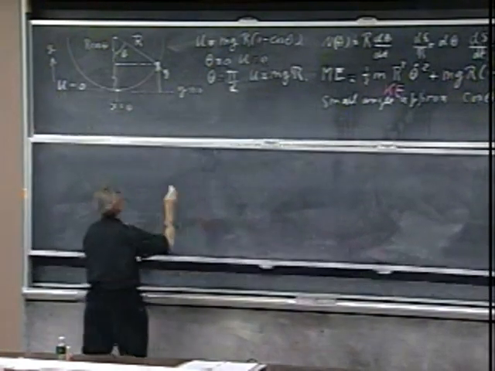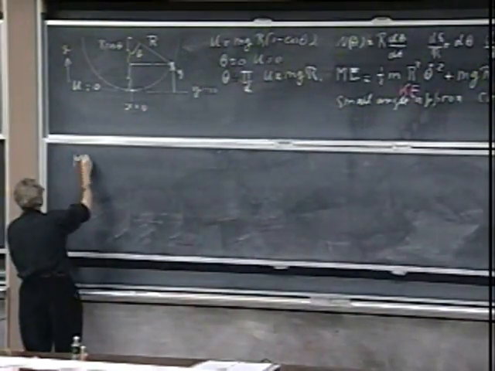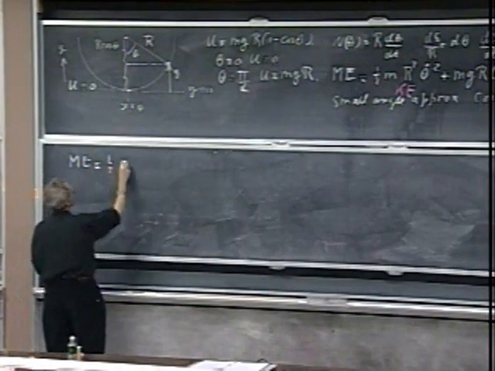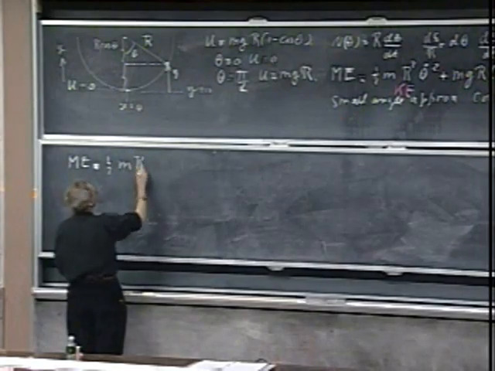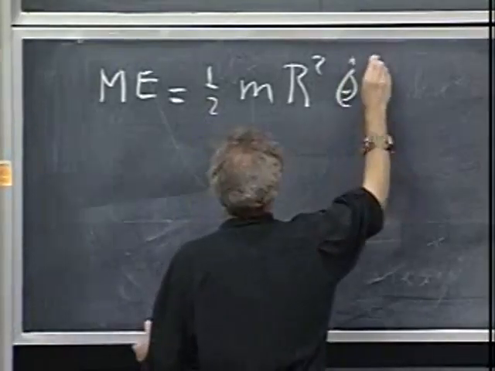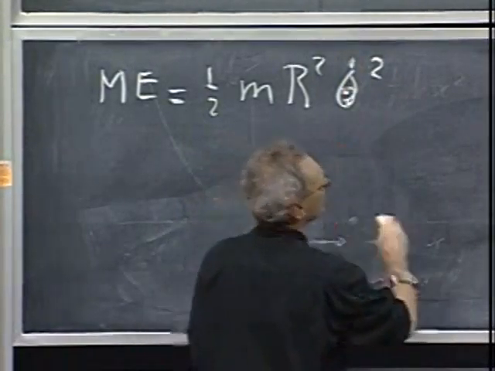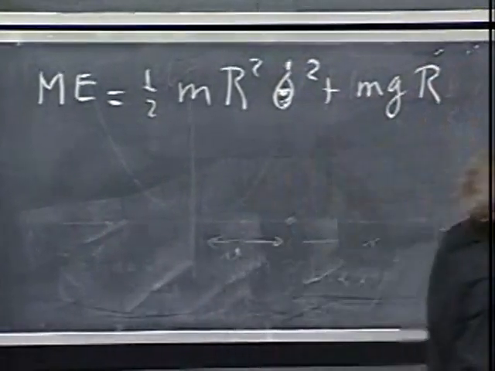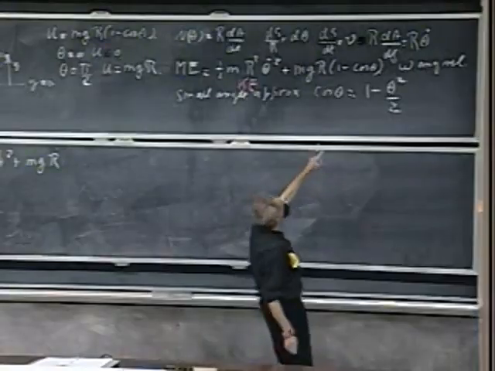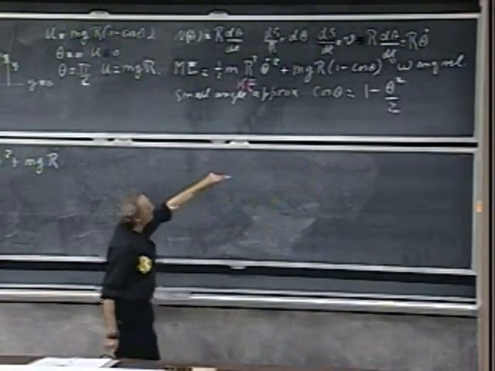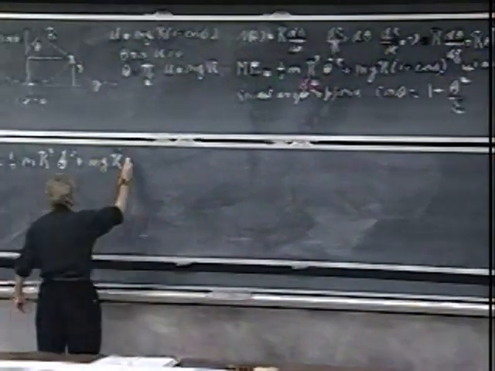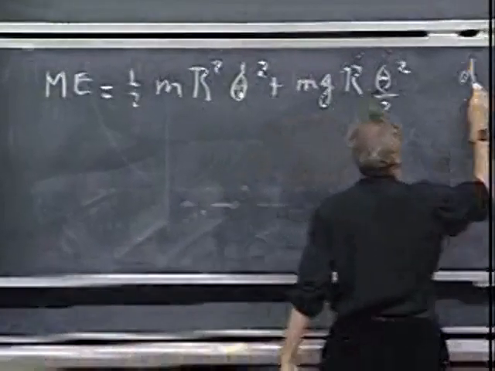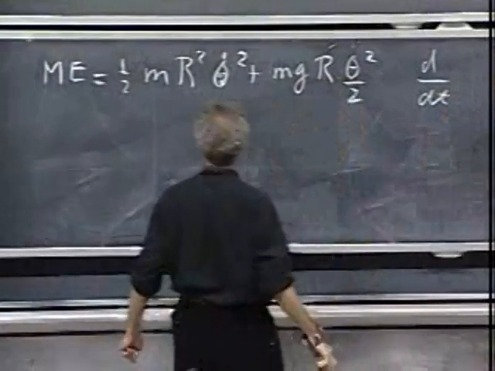So we're going to get that the mechanical energy, which is not changing, equals 1/2 m r squared theta dot squared plus mgr. Cosine theta becomes 1 minus theta squared over 2. So we have a minus times minus becomes plus. So I get simply theta squared over 2. And now I take the time derivative.